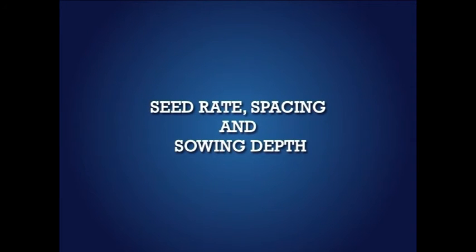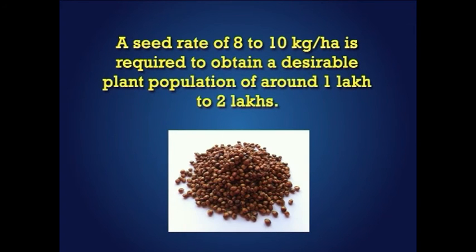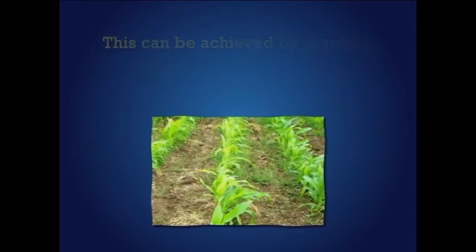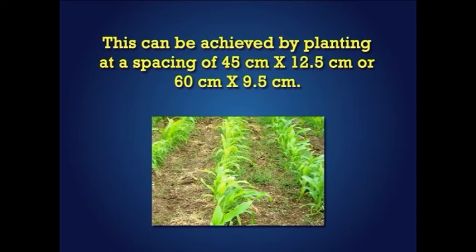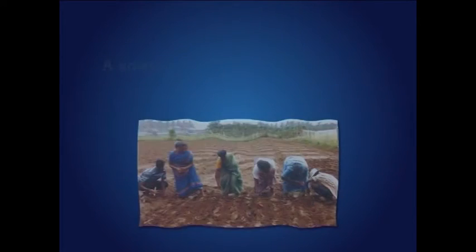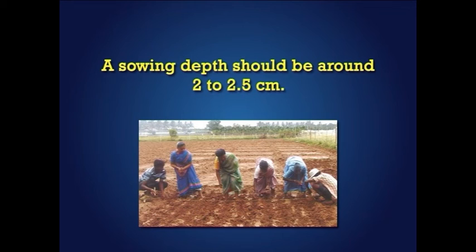Next, we will discuss about the optimum seed rate, spacing, and sowing depth. A seed rate of 8 to 10 kg per hectare is required to obtain a desirable plant population of around 1 lakh to 2 lakh. This can be achieved by planting at a spacing of 45 cm by 12.5 cm or 60 cm by 9.5 cm. A sowing depth should be around 2 to 2.5 cm.